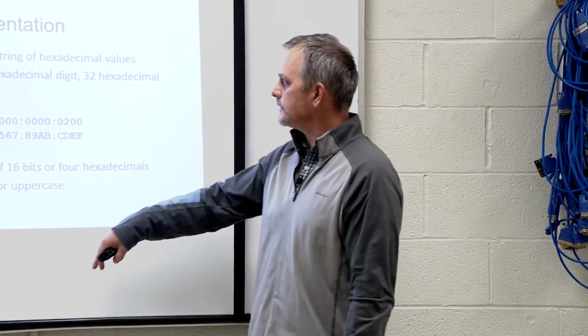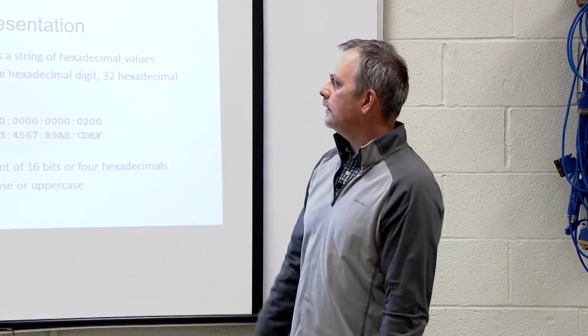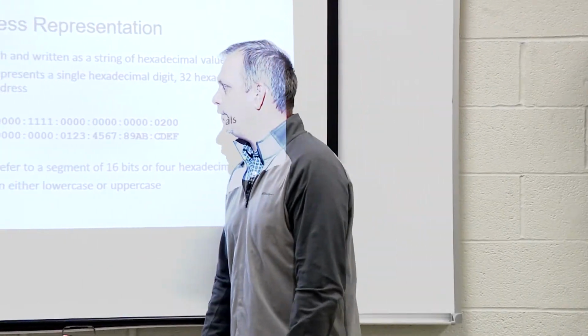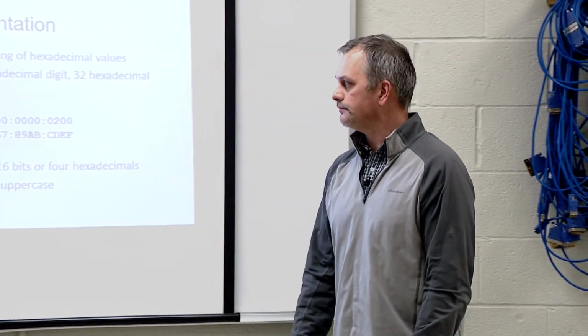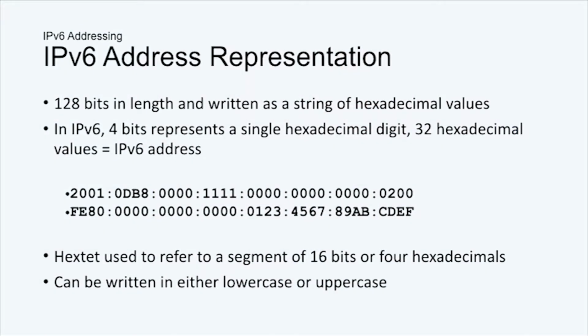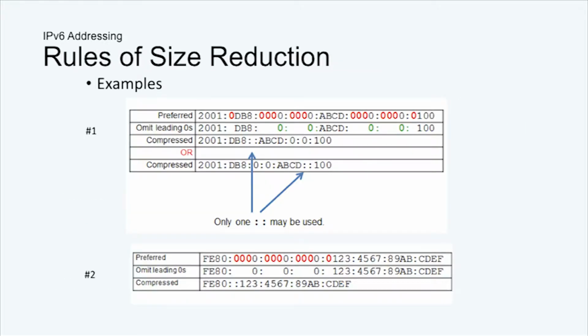In IPv6, we have 32 hexadecimal values arranged in 8 hextets. Hextet refers to a segment of exactly 16 bits, or 4 hexadecimal values in each hextet. It can be written in either upper or lower case. Each hextet is normally separated, or delimited, by a colon.